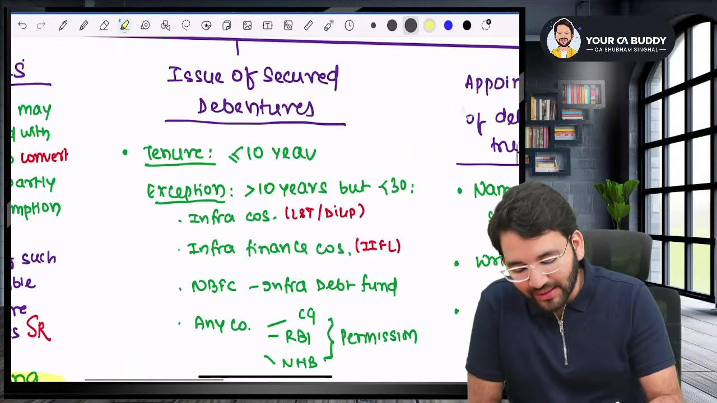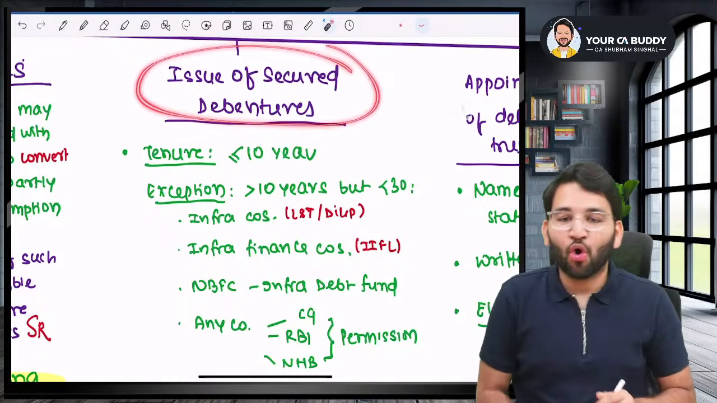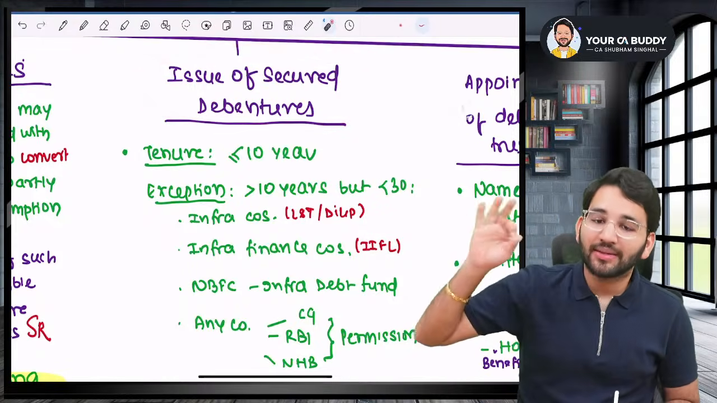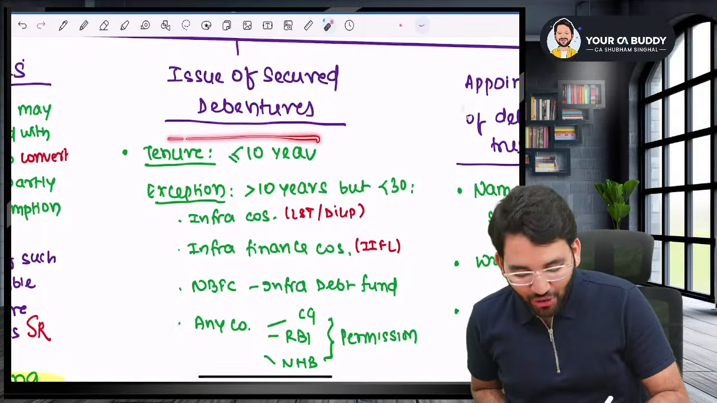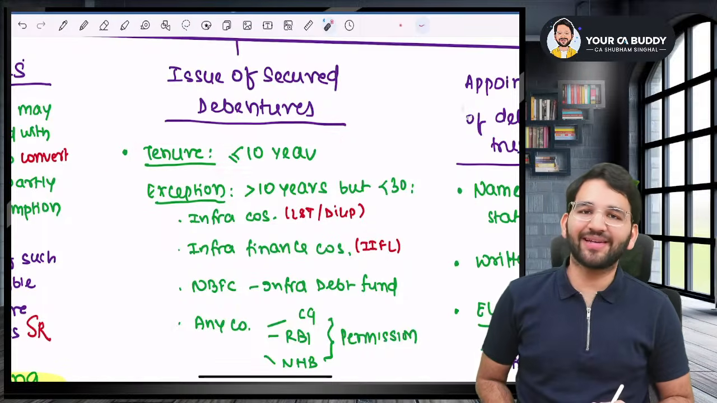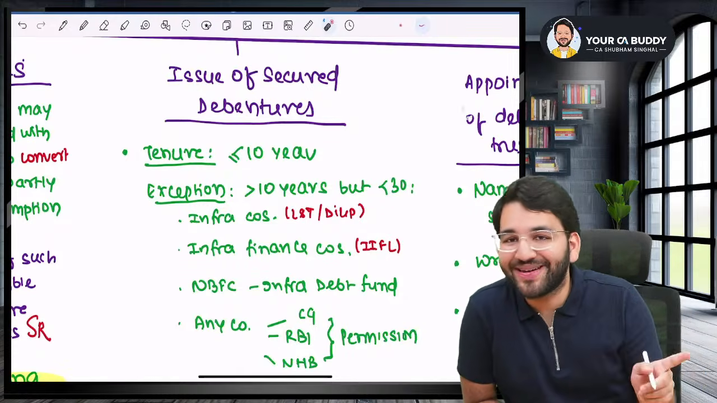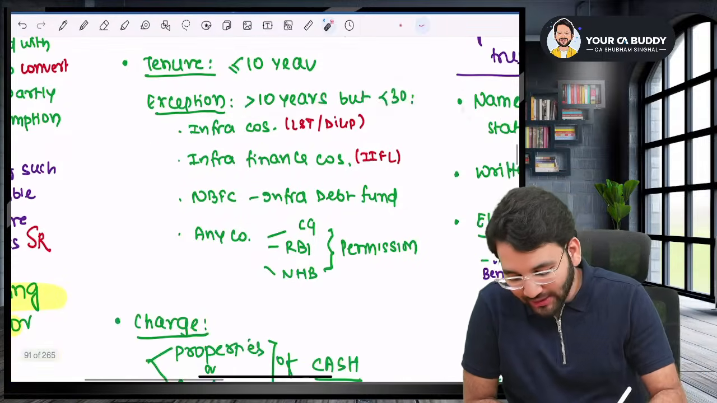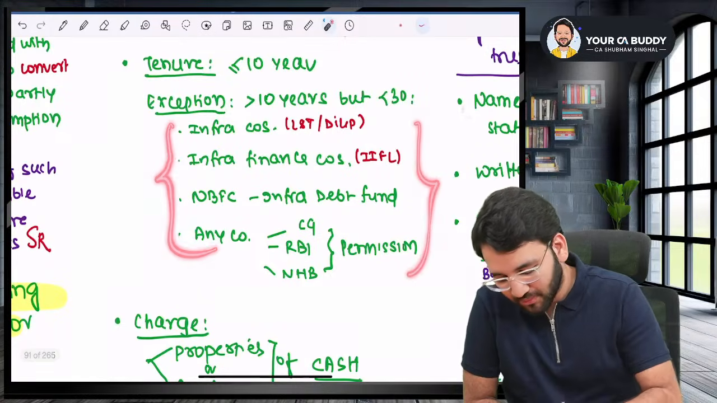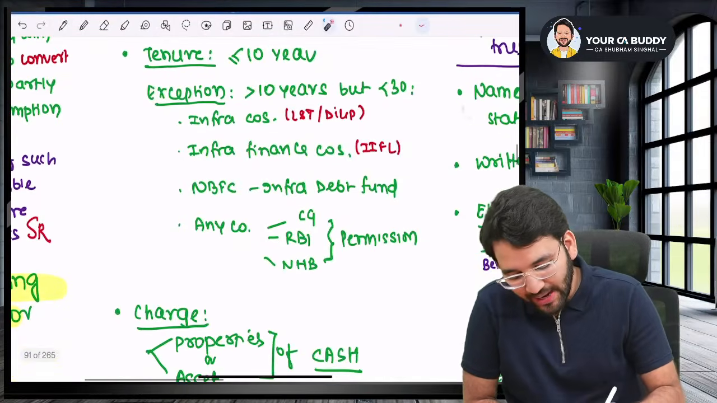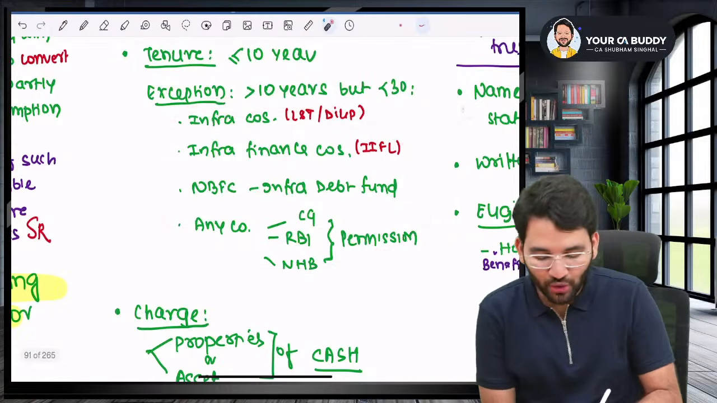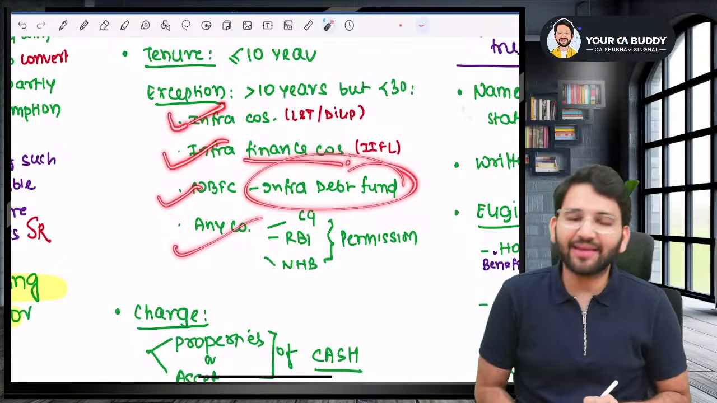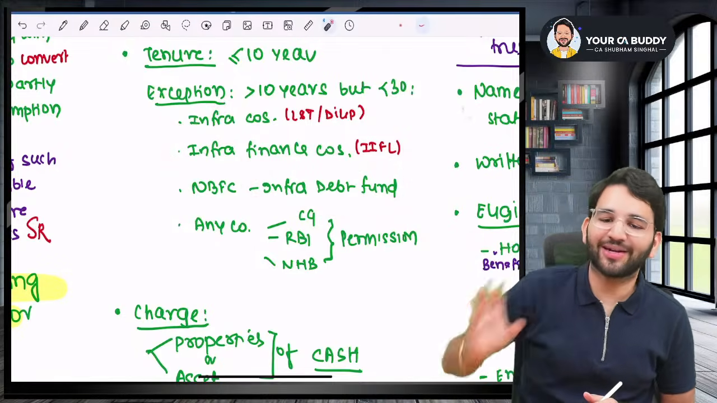After that, sir, can there be secured debenture? Yes, sir. Always understand there can be secured debenture, there can be secured deposit also. Sir, what is the tenure of the debenture? Sir, the tenure is usually less than 10 years. For preference shares, it was 20 years. For debentures it is 10 years. This can go up to 30 years also in case of infrastructure companies. Infrastructure company, infrastructure finance company, infrastructure debt fund, anything related to infrastructure, it can go up to 30 years.